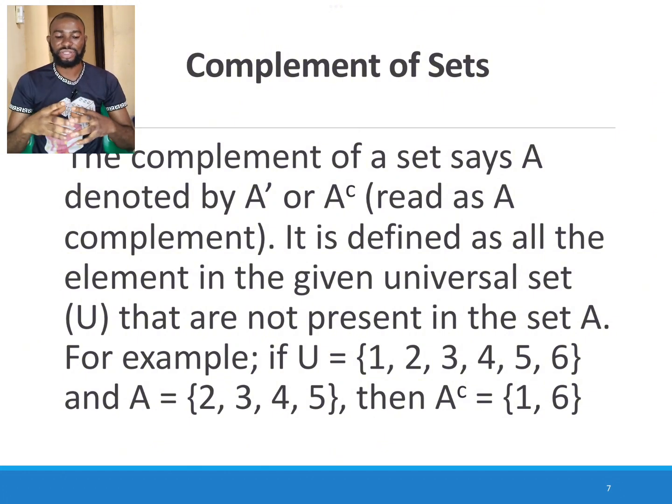So it is simply called A complement. It is defined as the elements in a given universal set that are not present in the set A. That simply means the elements that are not present in set A but are in the universal set are called the complement. For example, you have universal set U = {1, 2, 3, 4, 5, 6} and A = {2, 3, 4, 5}. So the complement here is the elements that are in the universal set but not in set A, and that gives us {1, 6}. This is simply called the complement.